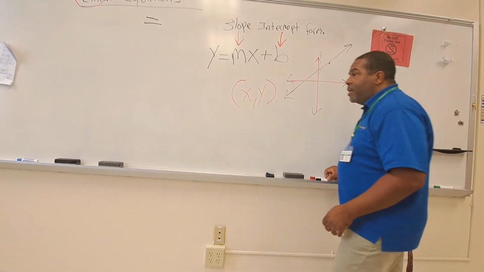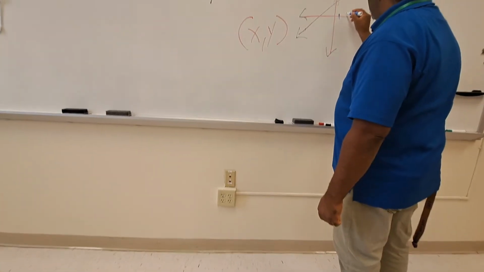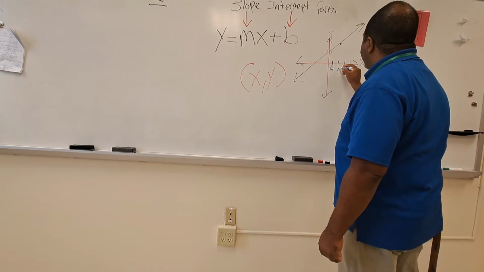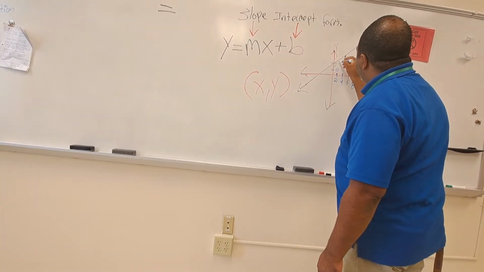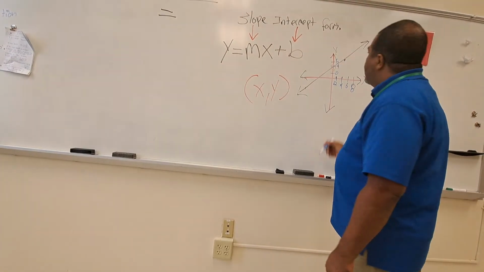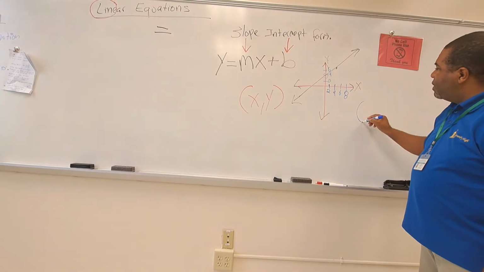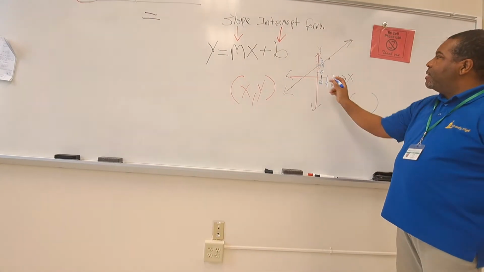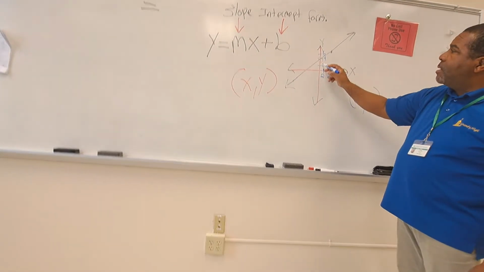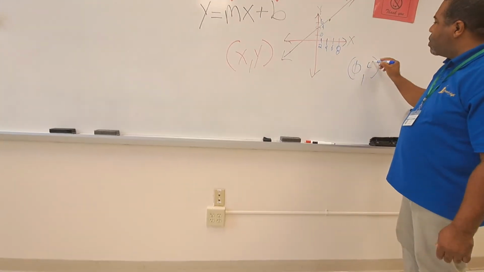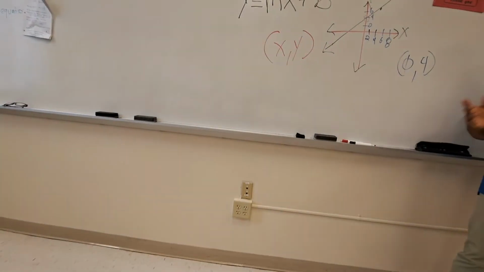Now, what number that is, I don't know. Let's go ahead and number. We'll go by twos. 2, 4, 6, 8. That'll be 2. That'll be 4. That'll be 6. So our Y-intercept, the X value for the Y-intercept is 0, right? And our Y is 4. The Y value is 4. So the Y-intercept, 0, 4.